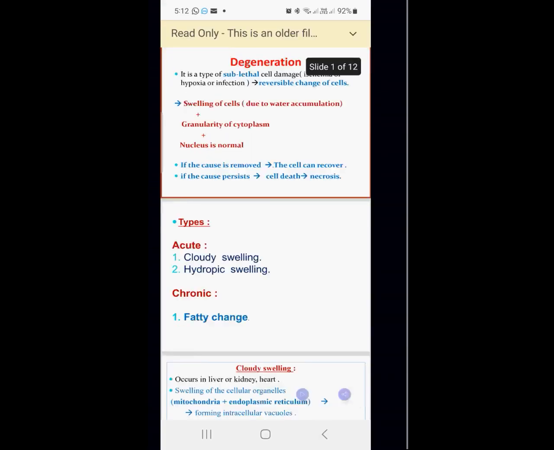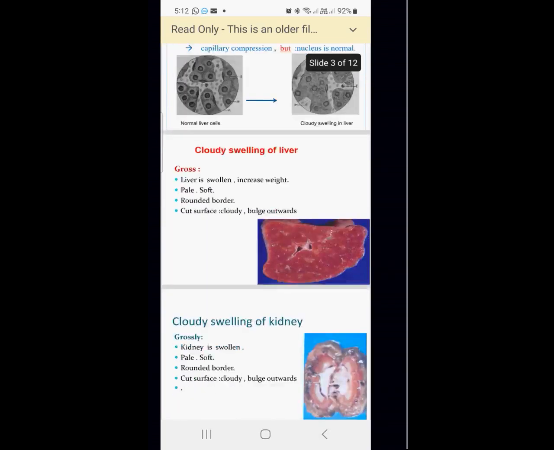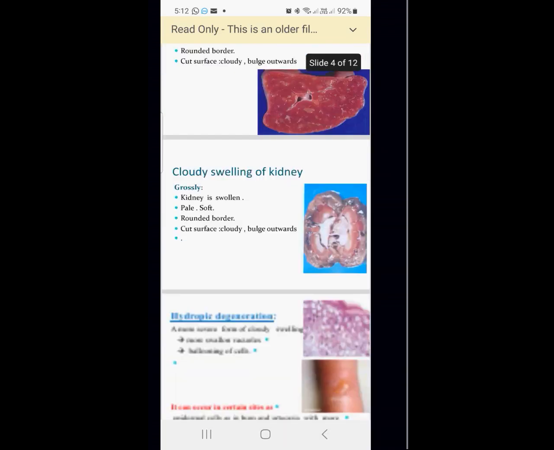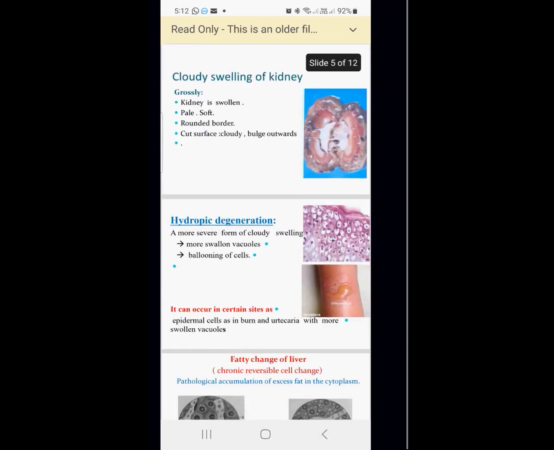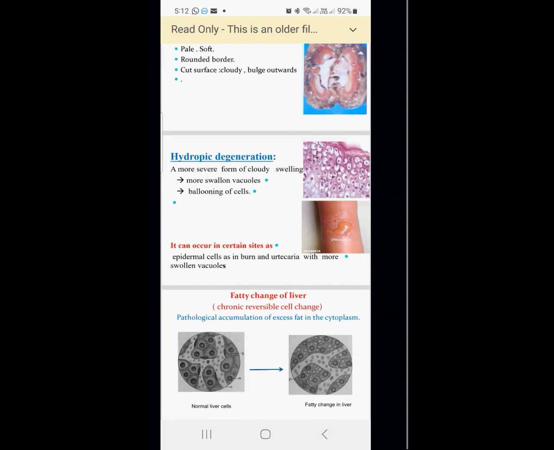الهيدروبيك changes. الهيدروبيك degeneration اللي هي بيحصل accumulation of water اللي هي more severe form of cloudy، هي نفسها الكلاودي لكن more severe type of الهيدروبيك, a more swollen vacuoles, ballooning of the cells. You can see it even under the microscope. زي ما قلنا بتشوف vacuoles، بتشوف السيل فيها vacuoles. But this is hydropic changes of the cell injury.